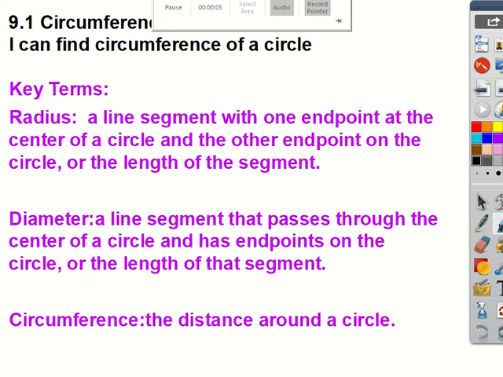Today we are covering 9.1, which is circumference of a circle. Your essential understanding for today is: I can find the circumference of a circle.